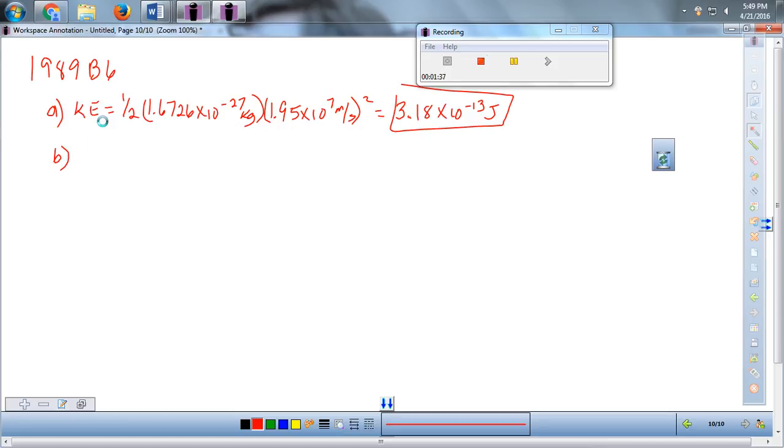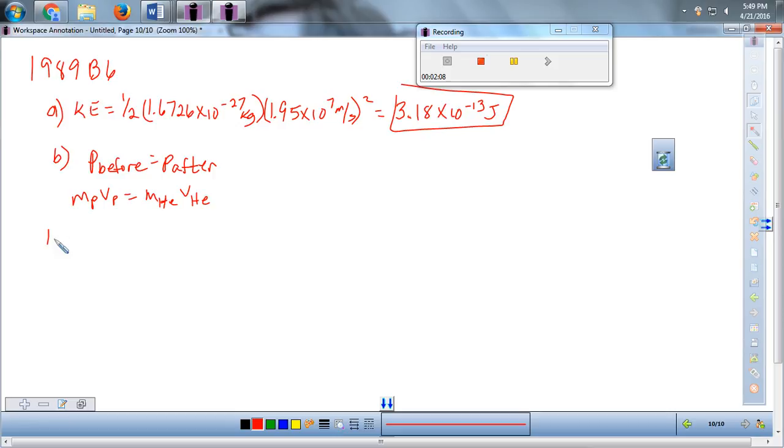Okay, B says determine the speed of the helium nucleus. So I think we're looking at some kind of a conservation of momentum, is what my little brain says. So the momentum before equals the momentum after. So I said m of the proton, velocity of the proton, equals m of the helium nucleus, mass of the helium nucleus, velocity of the helium nucleus.